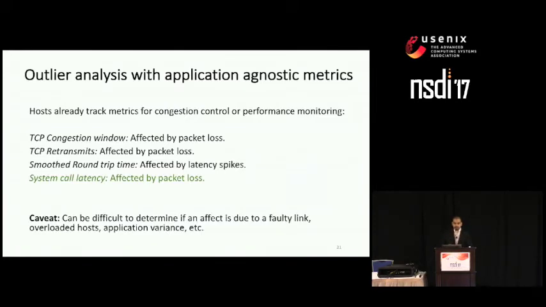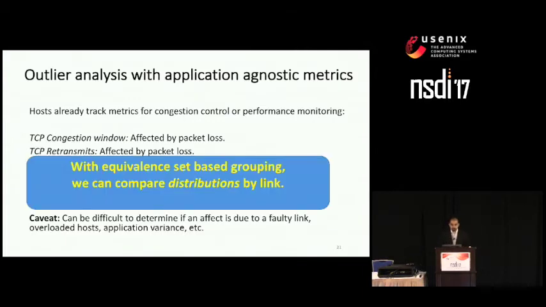The caveat here is that it can be difficult to determine if an effect on one of these metrics is due to a faulty link, or if it's perhaps due to an overloaded host, or if it's due to application variance. But it turns out that with the equivalence set-based grouping, we can in fact not look at the individual metrics, but we can compare their distributions on a per link basis. And when we do that, only link faults cause variance between the distributions for links. It turns out that the per application variance and the per host loading doesn't matter when we do this.